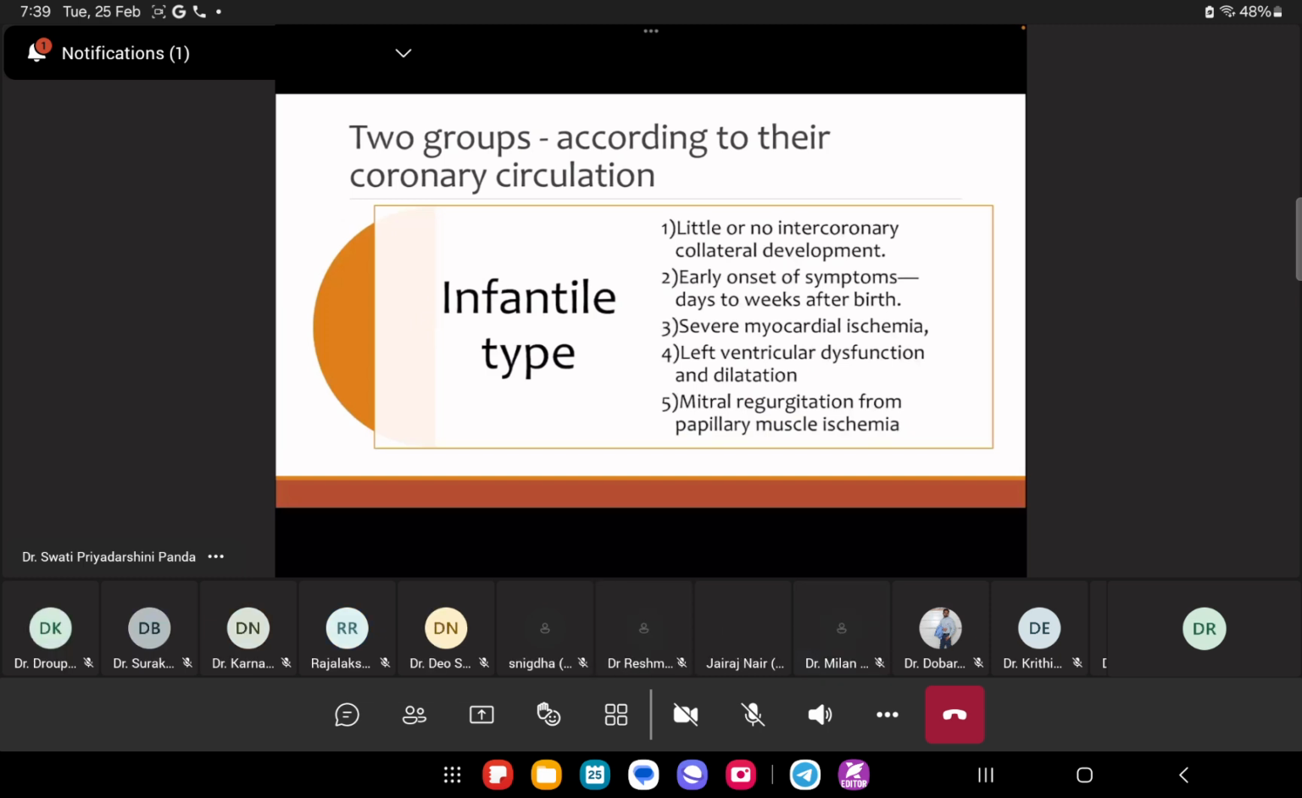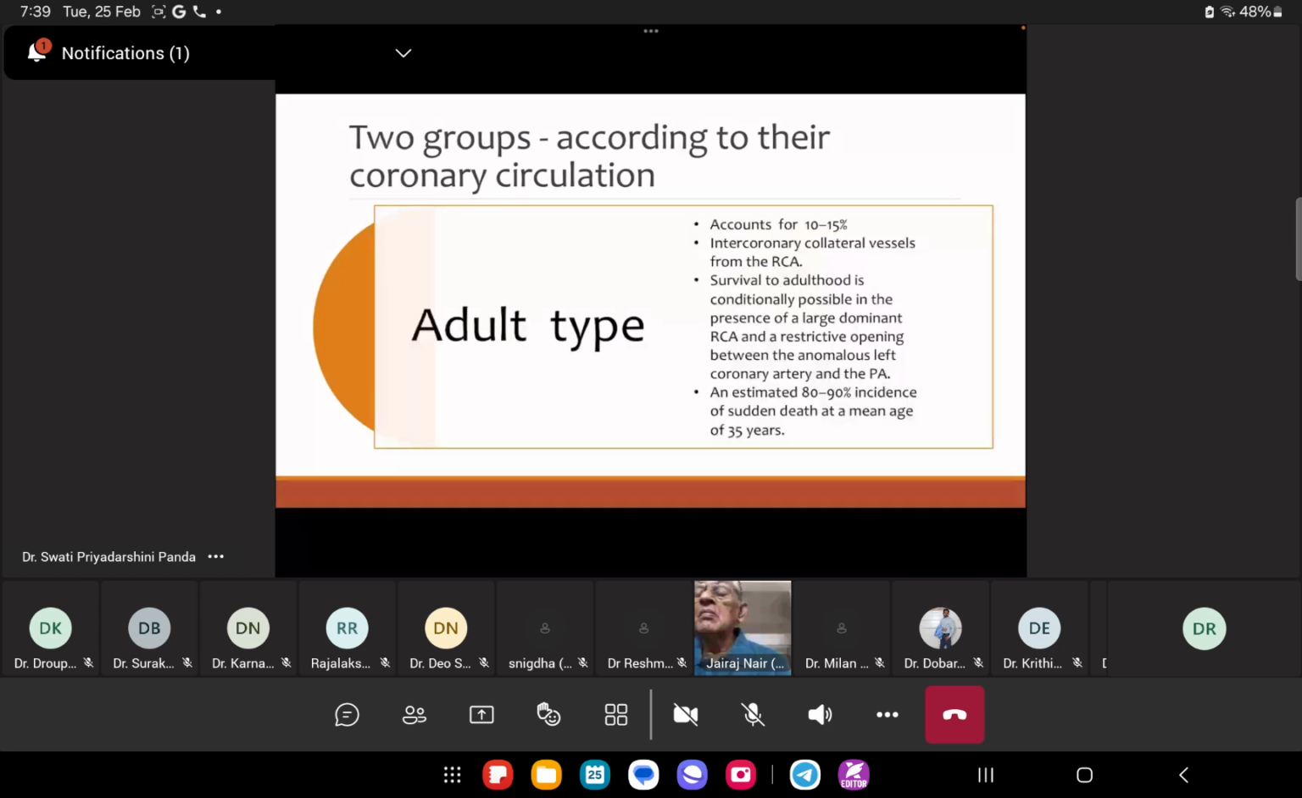This is infantile. In infantile type, there is little or no intercoronary collaterals. So early onset of symptoms and severe myocardial ischemia are present, LV dysfunction and dilatation are present, and mitral regurgitation due to papillary muscle ischemia is present. And the adult type accounts for 10 to 15%.